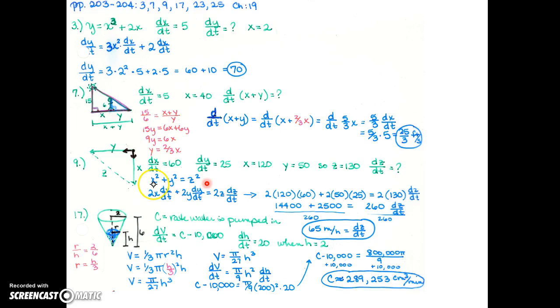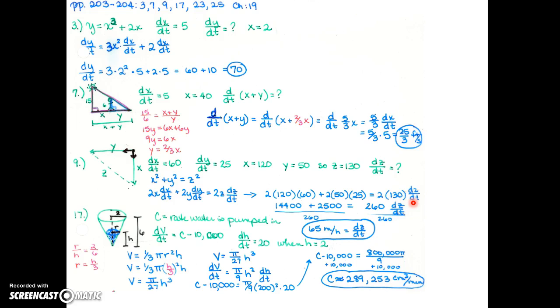So if we go through and take the derivative, x squared becomes 2x, not in terms of t, so we'll leave a dx/dt in there. Derivative of y squared is 2y, not in terms of t, we'll leave a dy/dt in there. Derivative of z squared is 2z, not in terms of t, so we'll leave a dz/dt in there. So let's plug in what we know. All right, so we know that x is 120. We know that dx/dt is 60. We know that y is 50. dy/dt is 25. z is 130. And dz/dt we don't know, but that's what we were trying to find.